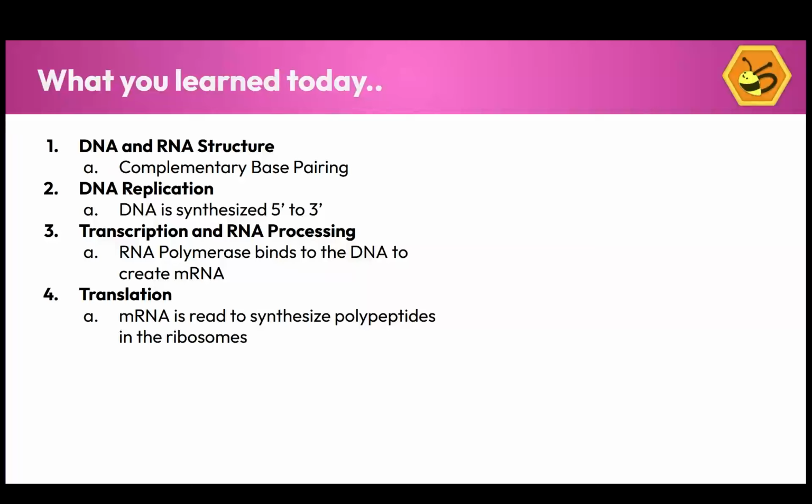Third, we explored transcription and RNA processing. RNA polymerase binds to the DNA to create an RNA strand, and then the RNA is modified with 3 main things. You usually memorize these: 5' cap, 3' poly A tail, the splicing of introns, which are in the way, and exons, which are protein coding regions. Those 3 things you need to know. And then fourth, we covered translation. mRNA is read by the ribosome to synthesize polypeptides. We talked about initiation, elongation, and termination. Those are the 3 steps you need to know. And tRNA molecules bring the correct amino acids to the ribosome based on the codons. And so that is everything you've learned today.